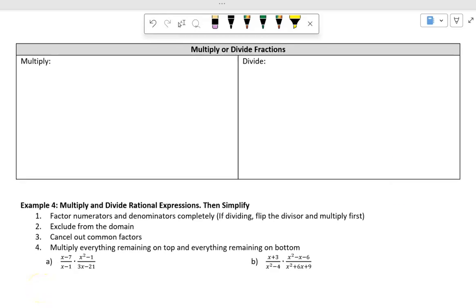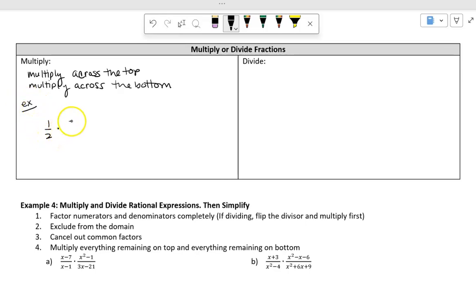Everything that we've done so far is leading to be able to multiply and divide, add and subtract fractions where we can factor, simplify, and exclude from the denominator. But it's really important to remember what the rules are for multiplying fractions and dividing fractions. And in order to do that, I'm going to use basic examples. But first, I'll write the rules. When you multiply fractions, you multiply across the top and you multiply across the bottom. And a basic example of this would be 1/2 times 3/4.